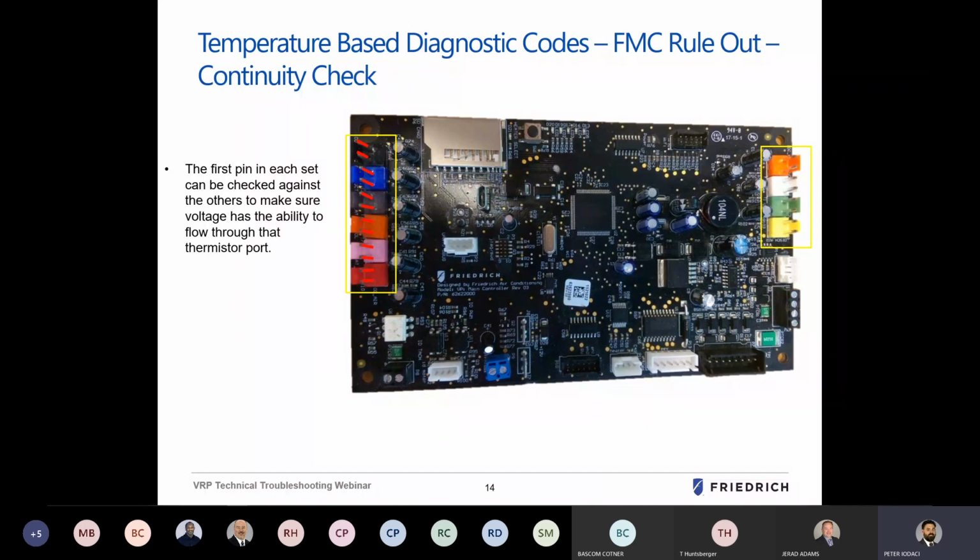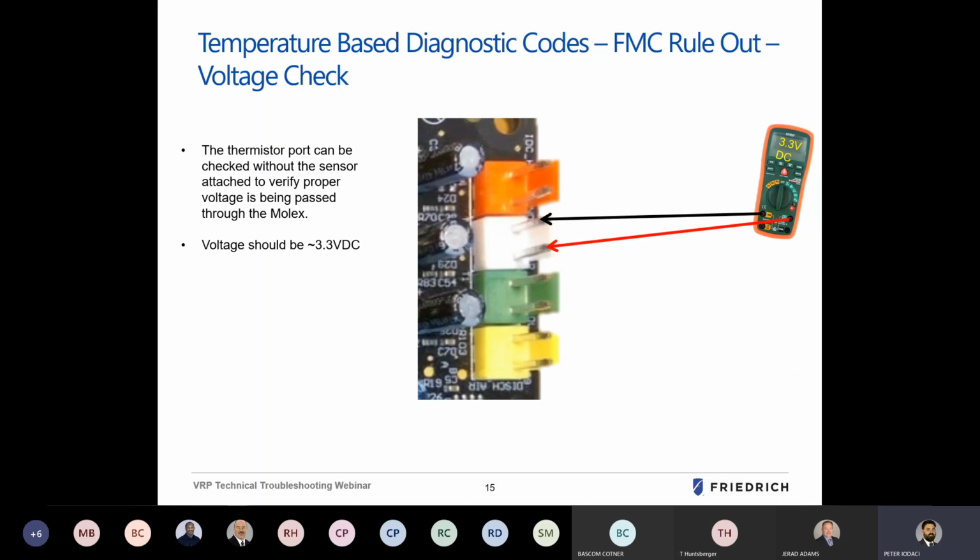So once we rule out that the sensor is good, we definitely want to rule out the pin connectors on the FMC. The first pin in each set of the colored Molexes here can be checked against each other for continuity, because power goes into the first pin of each set. The first thing to make sure of on the sensor you're having an issue with is that you actually have power to it. You can do that by turning off the machine and doing a continuity test between the adjacent first pin and the pin of the sensor you're having an issue with.